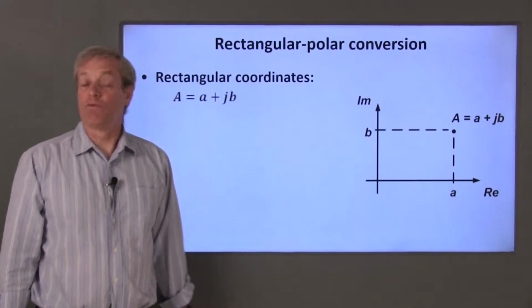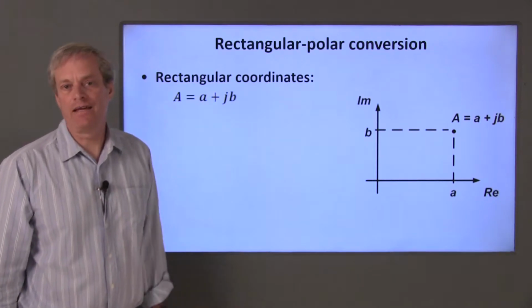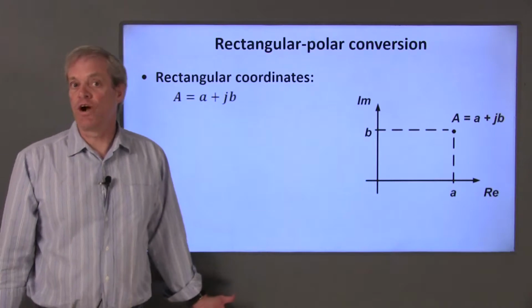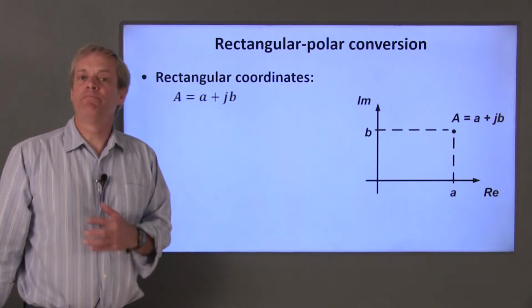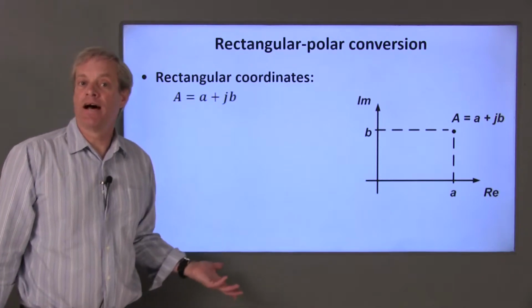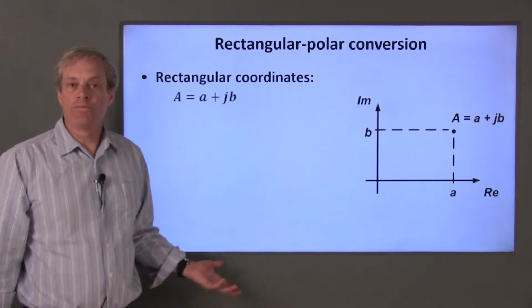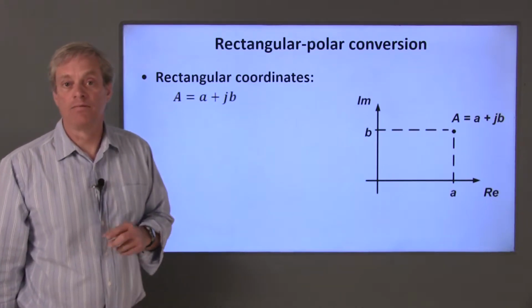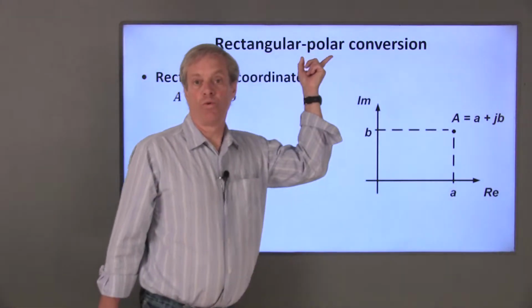Some arithmetic operations, such as addition and subtraction, are easier to do in rectangular coordinates, while other operations, like multiplication and division, are much easier in polar coordinates. This means that conversion between coordinate systems can make complex arithmetic a lot easier. Understanding how to convert between coordinate systems is crucial to doing complex mathematics. First, I'll talk about conversion from rectangular to polar coordinates.